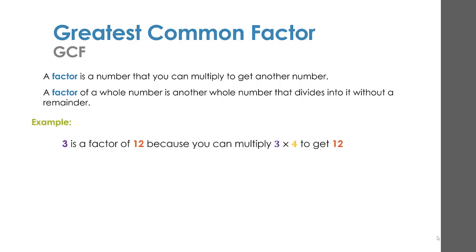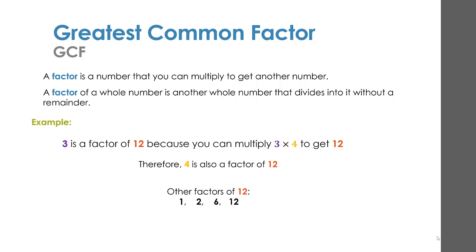Number 3 is a factor of 12 because you can multiply 3 times another integer, which is number 4, to get number 12. Therefore, number 4 is also a factor of 12 because we can multiply 4 times 3 to get 12. Other factors of 12 are numbers 1, 2, 6, and 12 because we can multiply them times something else, another integer, to get number 12.